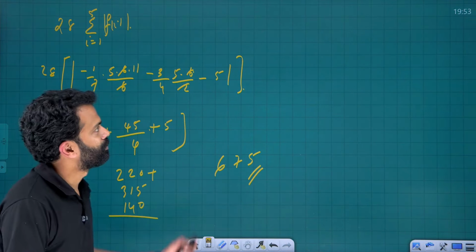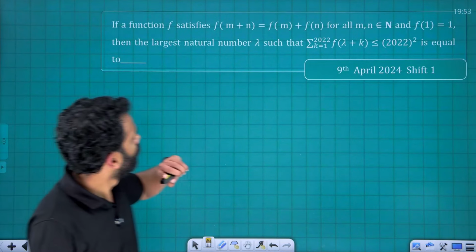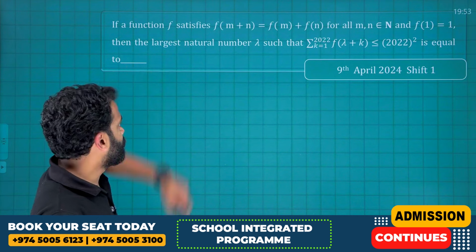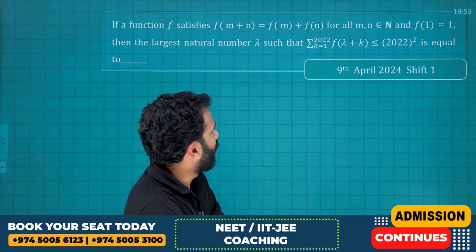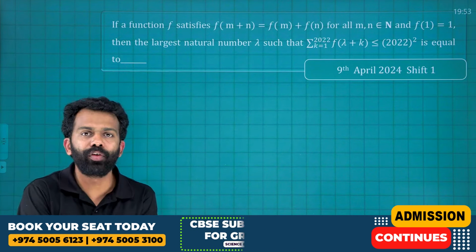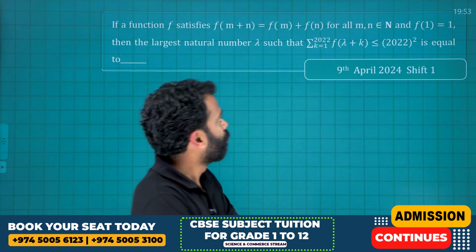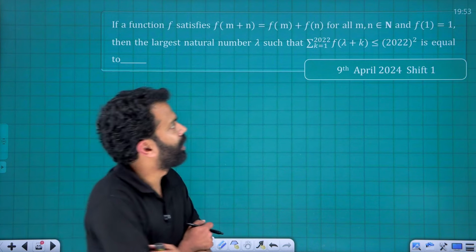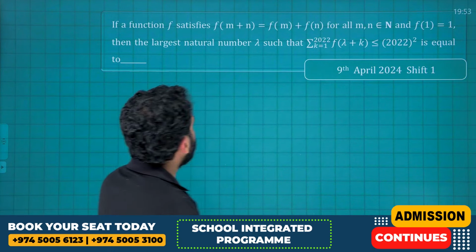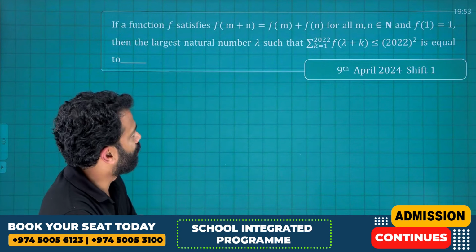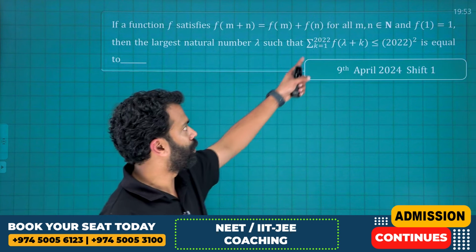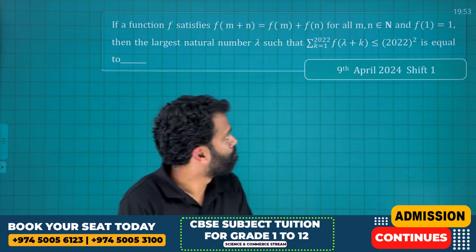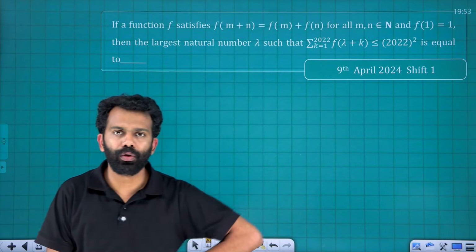The next one. Okay, a question from 2024. A function f satisfies f of (m plus n) is equal to f of m plus f of n, okay, for all m, n elements of natural numbers, and it is given that f of 1 is equal to 1. Then the largest natural number lambda such that the sum from k equal to 1 to 2022 of f of (lambda plus k) is less than or equal to (2022) whole square, okay.